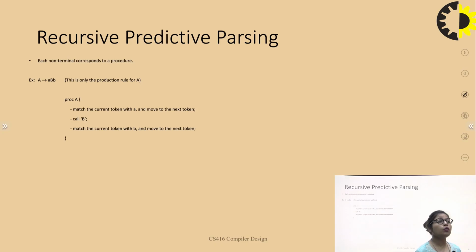Now, if I'm talking about recursive predictive parsing, each non-terminal corresponds to a procedure. For example, if A derives small a, capital B, and small b, this is the only production rule for A. Production A matches the current token with a and moves to the next token. Call B, match the current token with b and move to the next token. This is the complete process. We perform this type of process only, right?